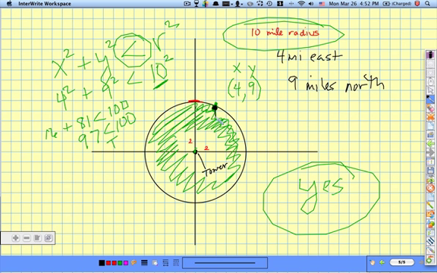Well, just think about it. You keep driving south, how many miles do we go until we come to right here? So from here to here is how far we will be in range. All we have to do is figure out the distance from here to here.